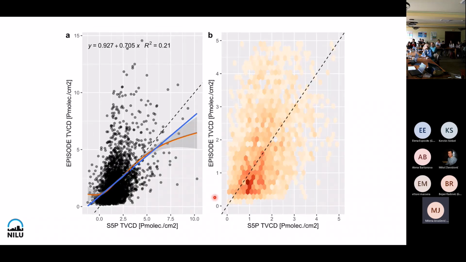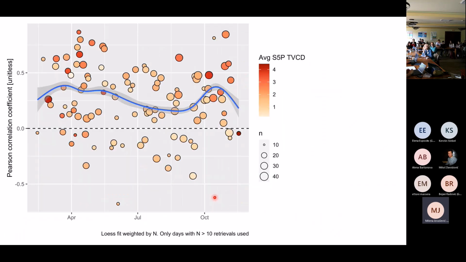Now, I'll skip that part and go directly to this. If you then do this not just for one day, like I just showed, but for all the days in a year, you can make a plot like this. Each circle here represents the correlation coefficient between our model and our satellite. And you can see that in some cases, it's really, really bad.